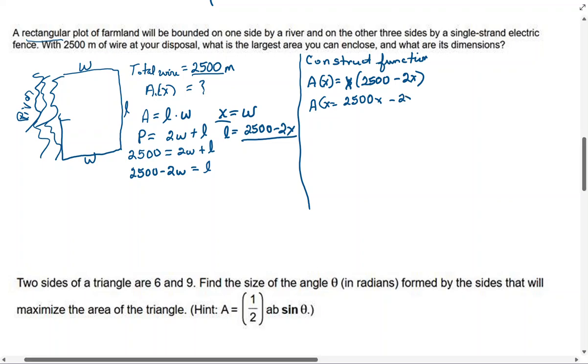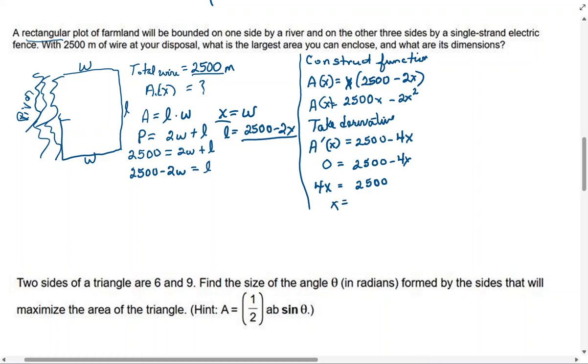Similar to the one we just did. Now that we have our function, we're going to take the derivative to find our optimization. And we're going to set it equal to 0. All right, we're going to divide by 4. So x is 625. Thank you. And this is in meters.